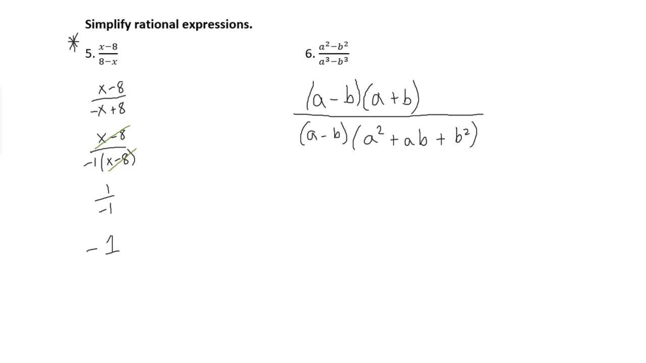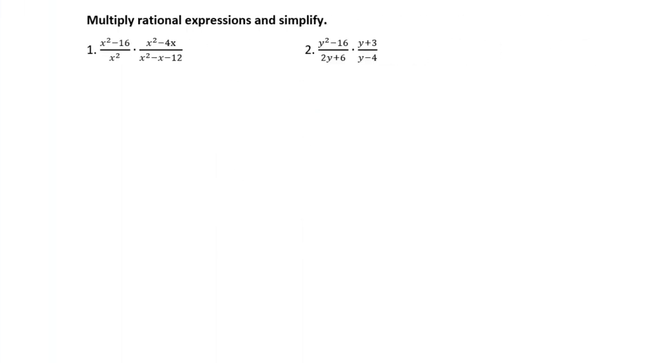And so now you can see that we have an a minus b on top and bottom. We're going to cancel those out, and we're going to be left with a plus b over a squared plus ab plus b squared. All right, let's look at some more. Okay, so now we're going to be doing some multiplying.